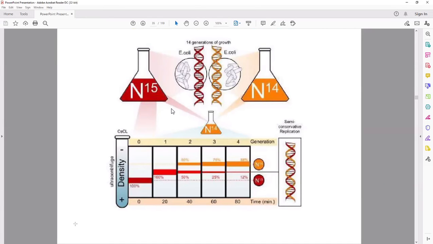Basically, the experiment used nitrogen 15. We know that the most abundant nitrogen is nitrogen 14. They labeled the bacteria with this heavy nitrogen, nitrogen 15. Once labeled, it was transferred into the most abundant nitrogen, which is nitrogen 14. Then they centrifuged them and looked at the density. From here they can see that the replication process occurs as semi-conservative.